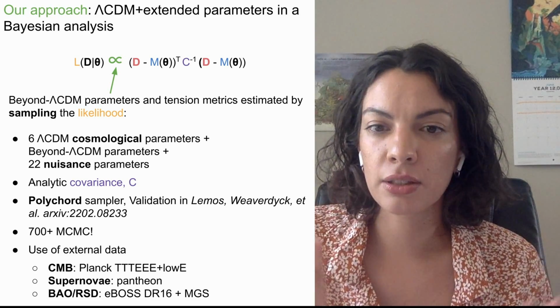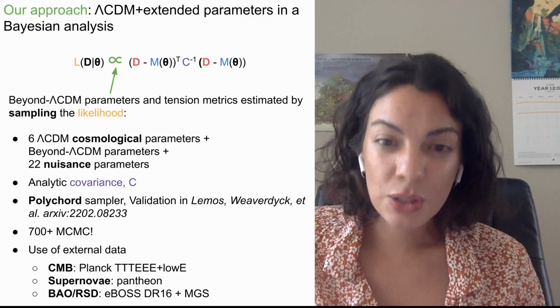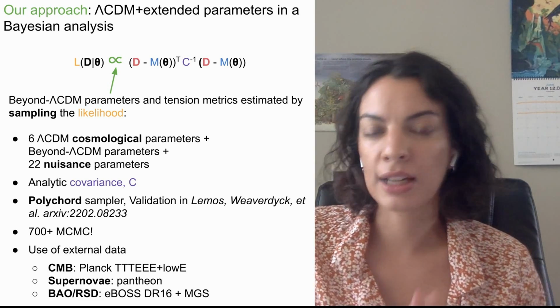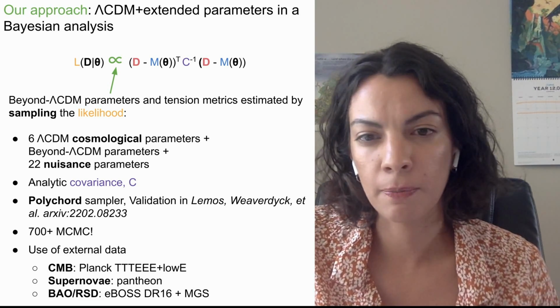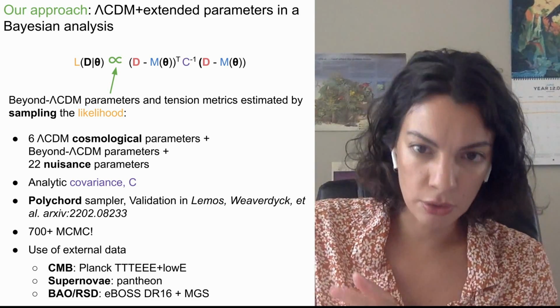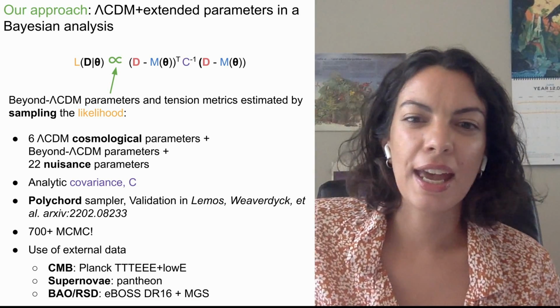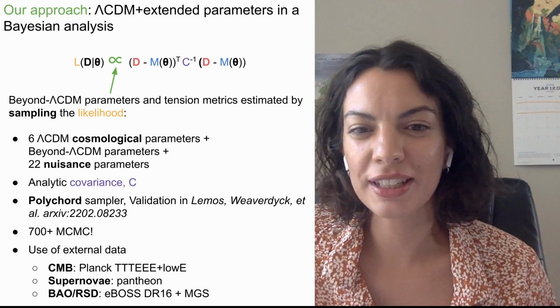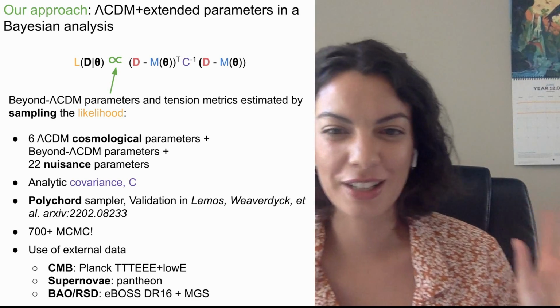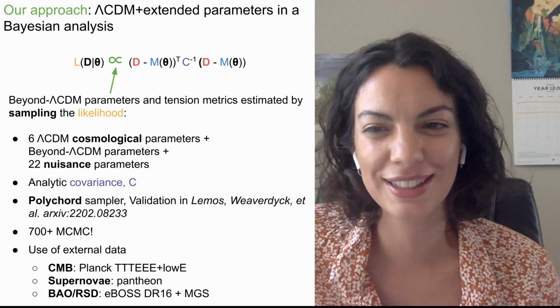So we vary the 6 baseline cosmological parameters and 22 nuisance parameters for astrophysical effects and systematic uncertainties, and also our beyond-ΛCDM parameters. And in the end, we ended up running 700 Monte Carlo Markov chains. So you can understand why it took us like 4 years to complete this.